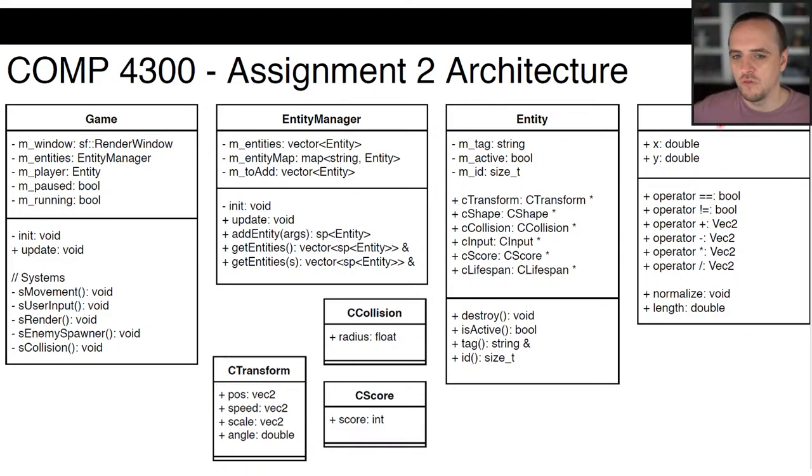Over here my face is hiding it, but this is the Vec2 class. We are going to have a bunch of operators on that Vec2 class, and we are going to have our component classes as well. So we might have a transform, score, collision, etc. So this is essentially the architecture for assignment 2. Our game class is going to store an entity manager, the entity manager is going to store the entities, and the entities are going to store components.